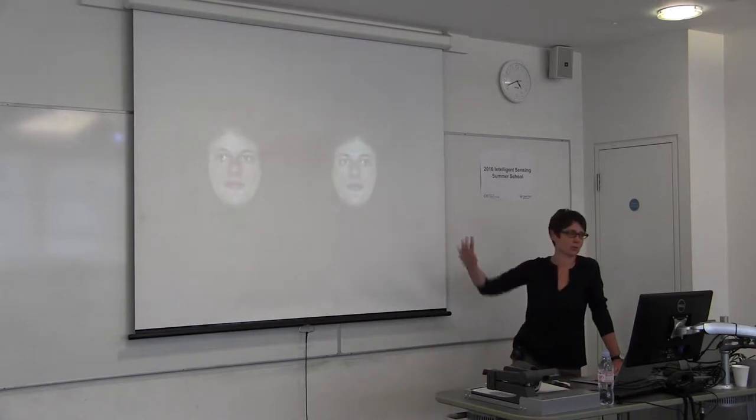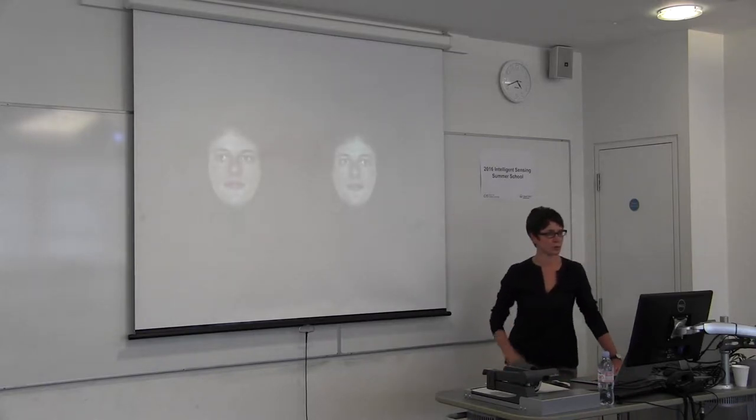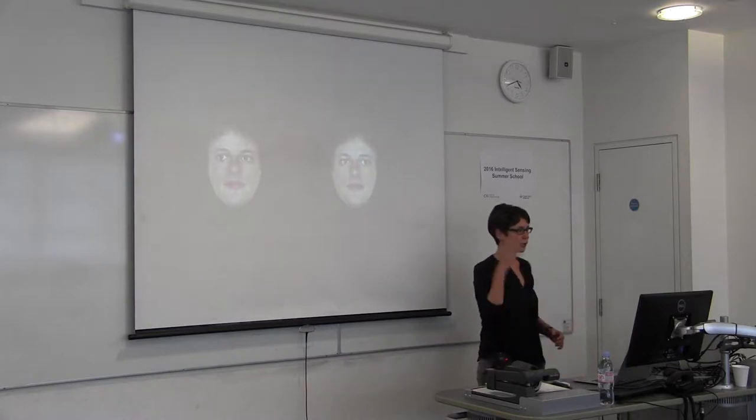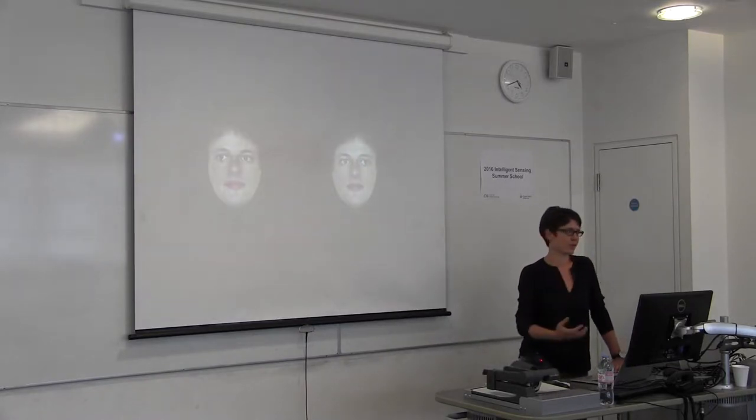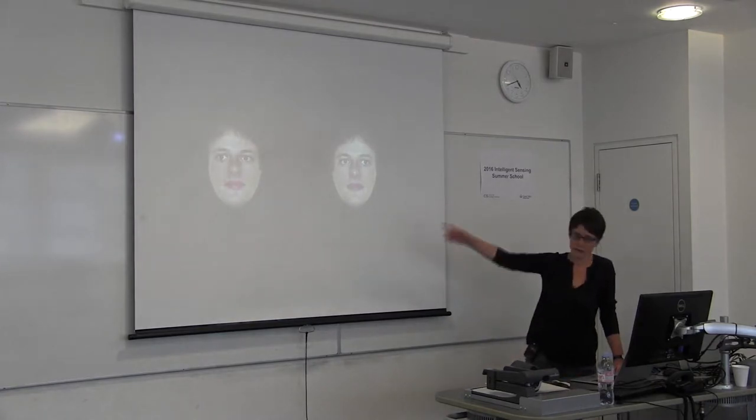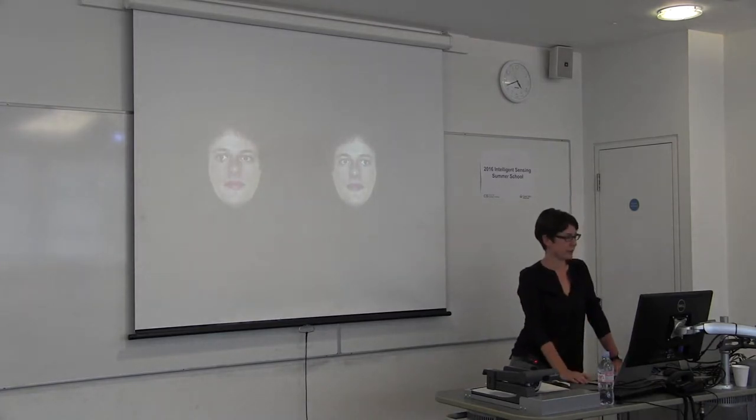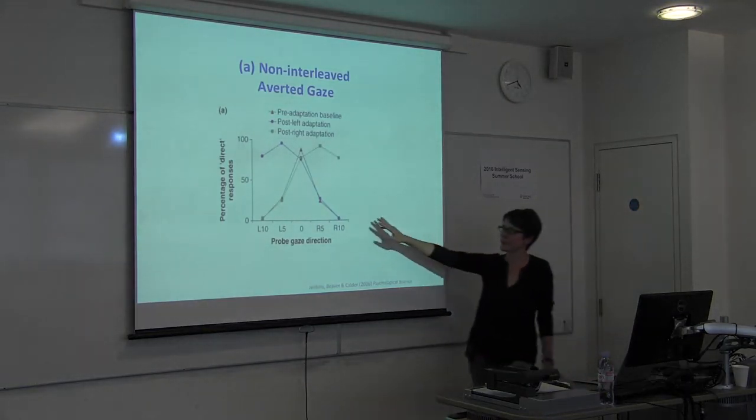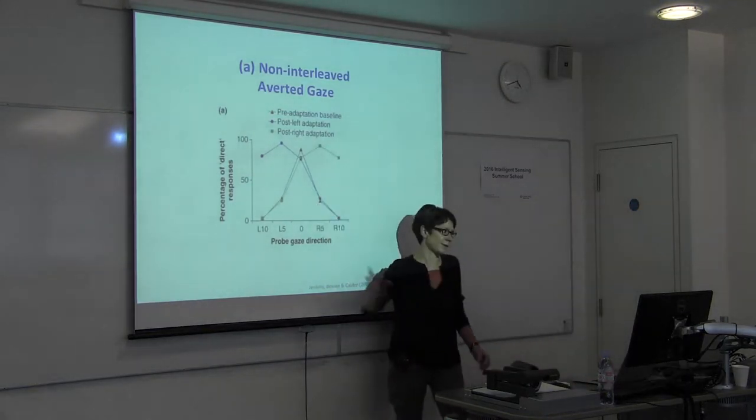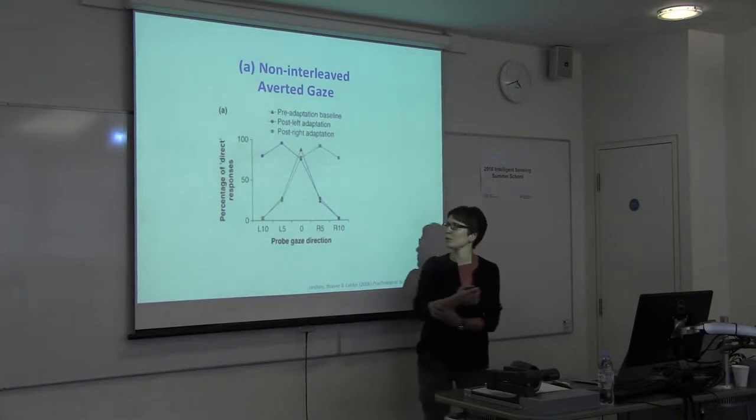Yeah? They're actually perfectly identical. They're just flipped versions of each other. So you all adapted to a rightwards gaze deviation, and that caused perceptual shifts in your perception of leftwards and rightwards gaze. This is just the data that shows what you've just experienced.